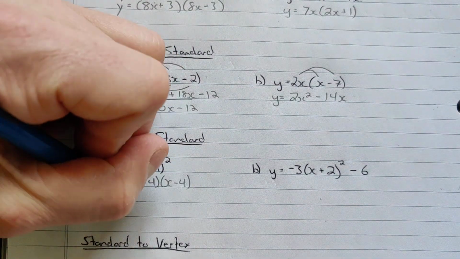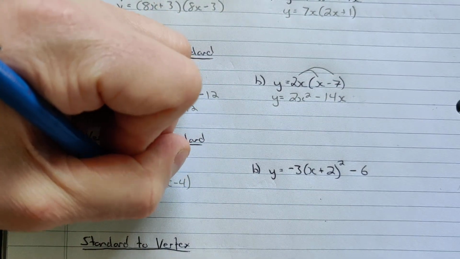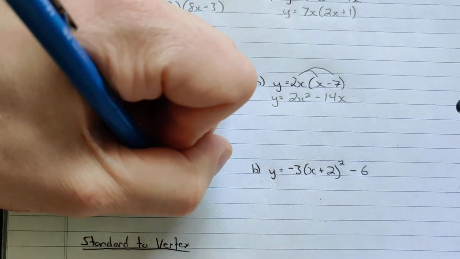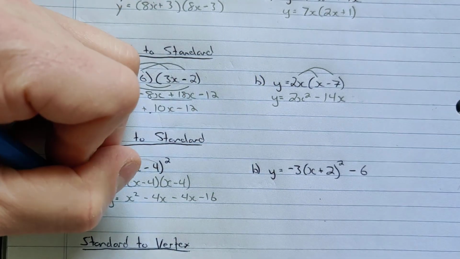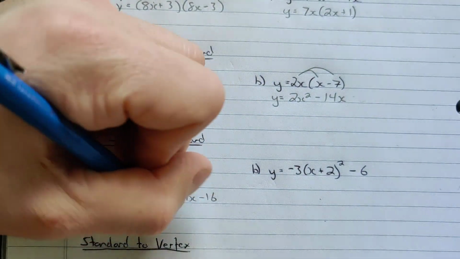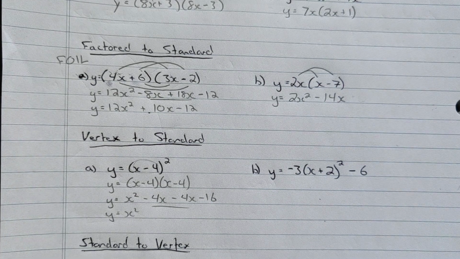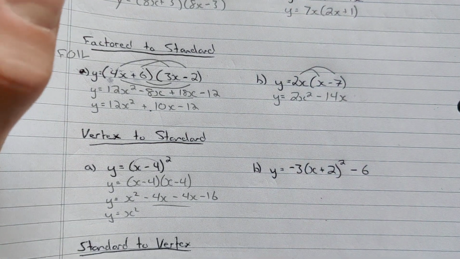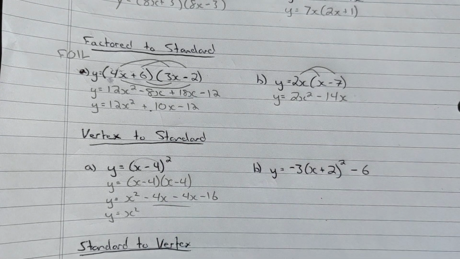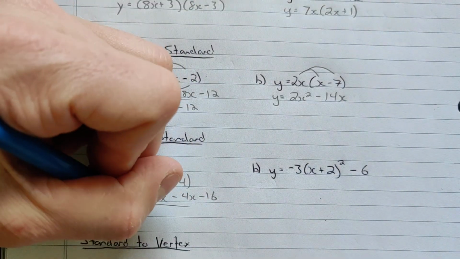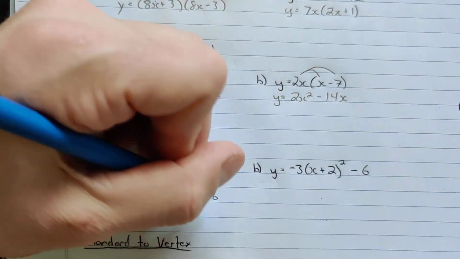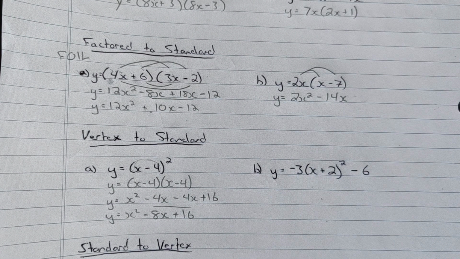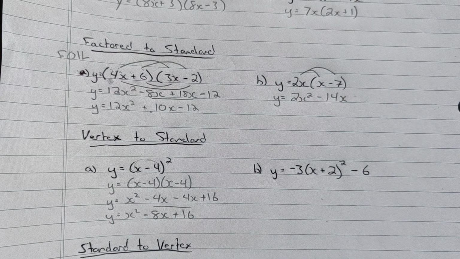We use FOIL. X squared, and then x times negative 4, and then negative 4 times x, and then negative 4 times negative 4, and boom, we combine those middle two terms because the middle two terms have a like term value of x. Negative 8 minus 16. Actually, it's plus 16. Sorry, two negatives make a positive. So there is our vertex to standard given a squared value with just an h.